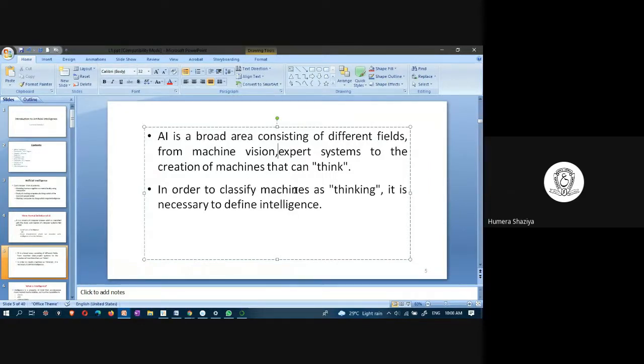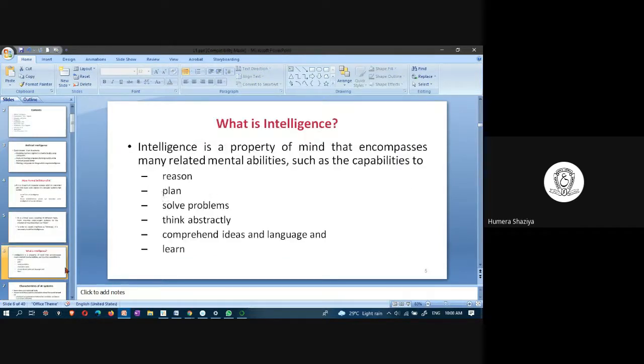In order to classify machines as thinking, it is necessary to define intelligence. Intelligence is defined as a property of the mind that encompasses many related mental abilities. What are mental abilities? To reason, to plan, to solve problems, to think abstractly, to comprehend ideas and languages, and to learn. These are the properties of intelligence. Humans possess these properties, and now machines have also started to gain most of the properties.